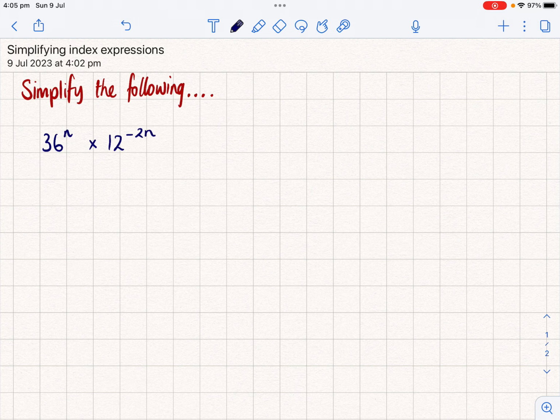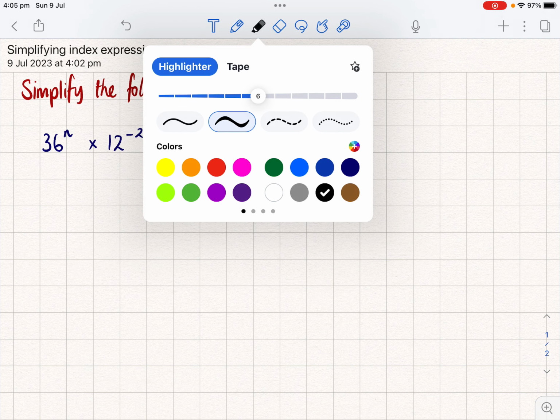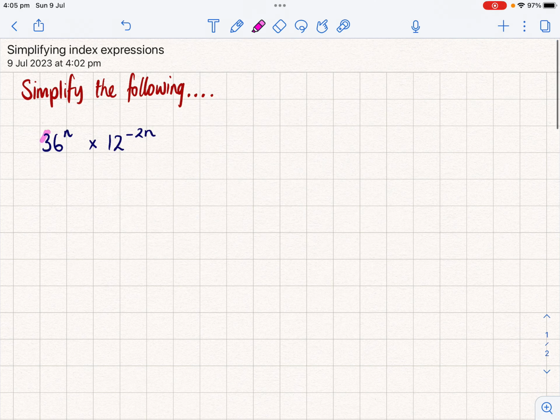So in this problem, we're trying to simplify. Now, normally when we're simplifying, the first thing we look for is to have a common base number. And my problem here is my base numbers are 36 and 12. So they're not a common base number. There's a few different ways that I can tackle this, but my primary method is I'm going to break this 36 and this 12 down to their prime factors. So I'm going to do some prime factorisation. So how do I do that?